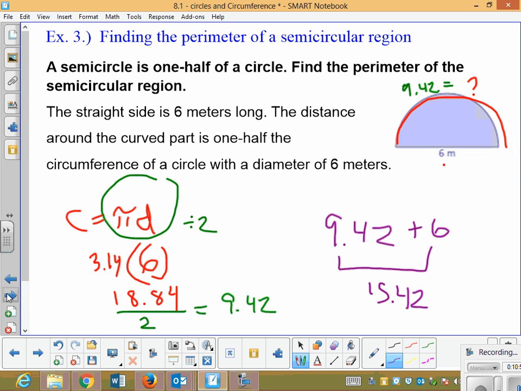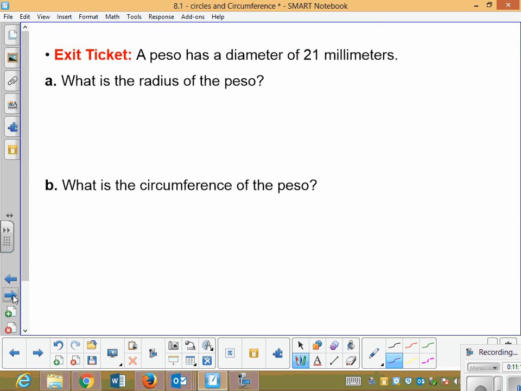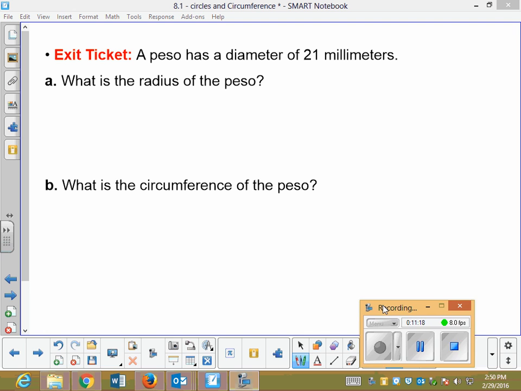Okay, again, if you didn't understand something, go ahead and pause it, watch it again. But I would like for you to try number 6, 7, and 8 on your own. So you should have 8 questions for on your own tonight. And then for the exit ticket, if you can try letter A and B. And any questions you have for today's lesson or in the video, go ahead and jot it down and please ask me in class tomorrow.